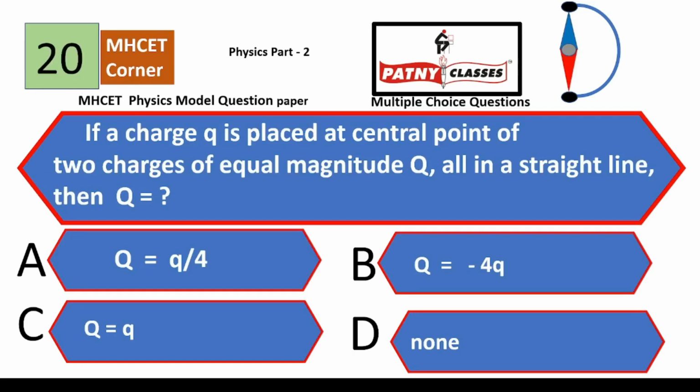Question number 20. If a charge q is placed at the central point of two charges of equal magnitude Q, all in a straight line, then charge q equals how much? Option A, q equals Q upon 4. Option B, q equals minus 4Q. Option C, q equals Q. Option D, none.